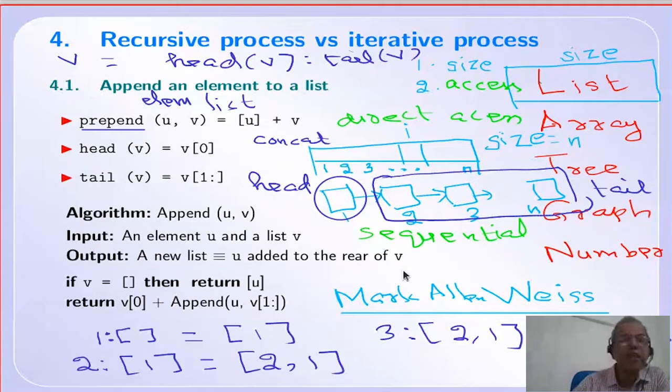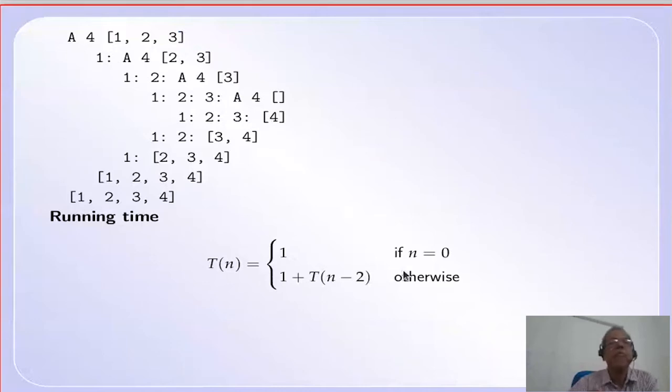Okay. How will we write a recursive algorithm? What is the base case? Consider this example. Append 4 to the list 1, 2, 3. That means I want to get 1, 2, 3, 4. But we have only 3 operations: head, tail, and prepend. So how can we do that?